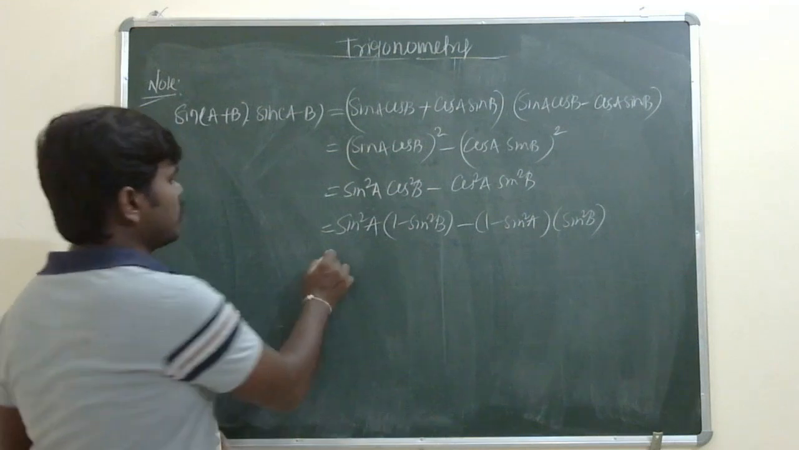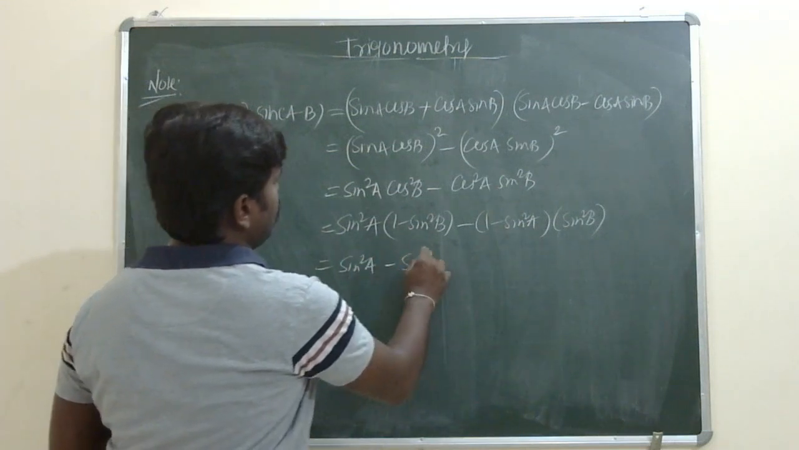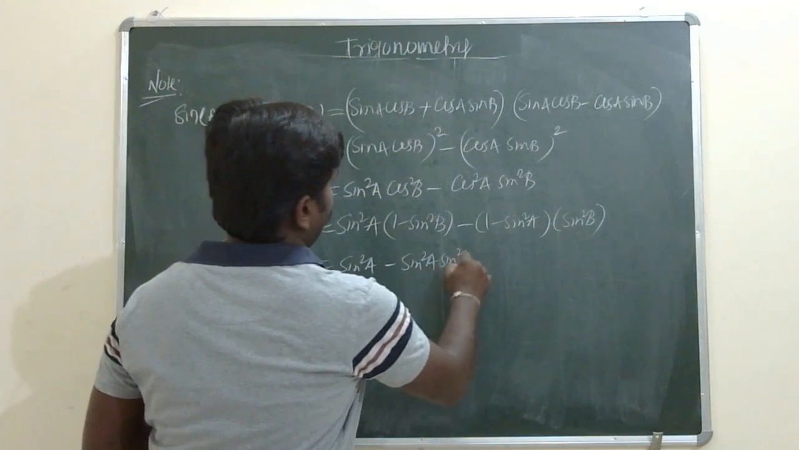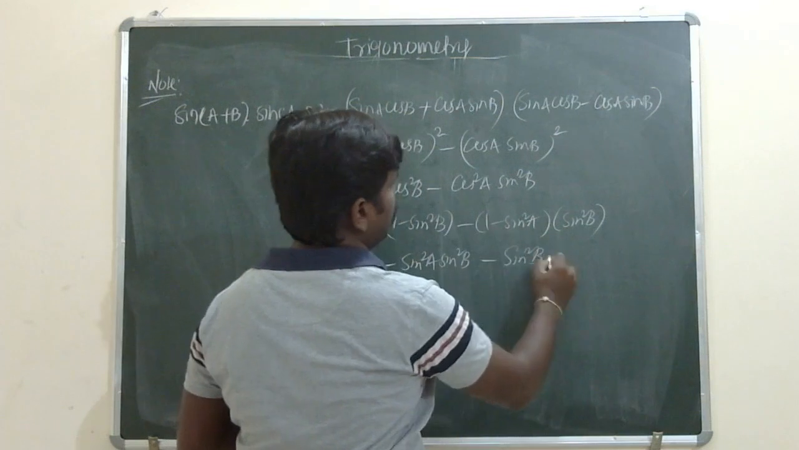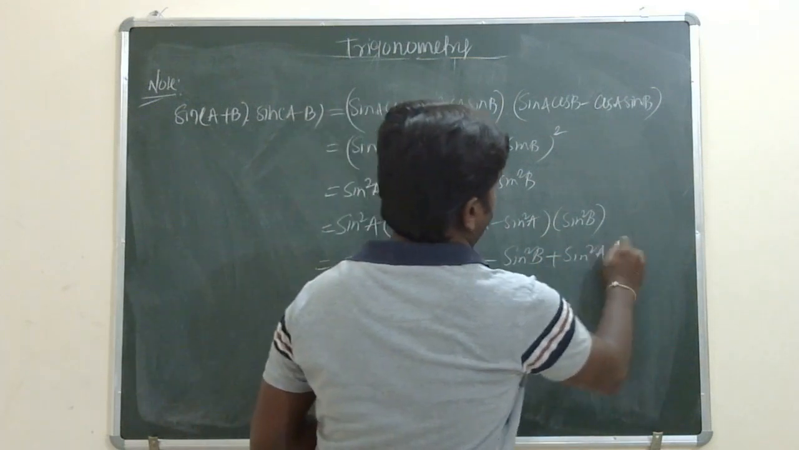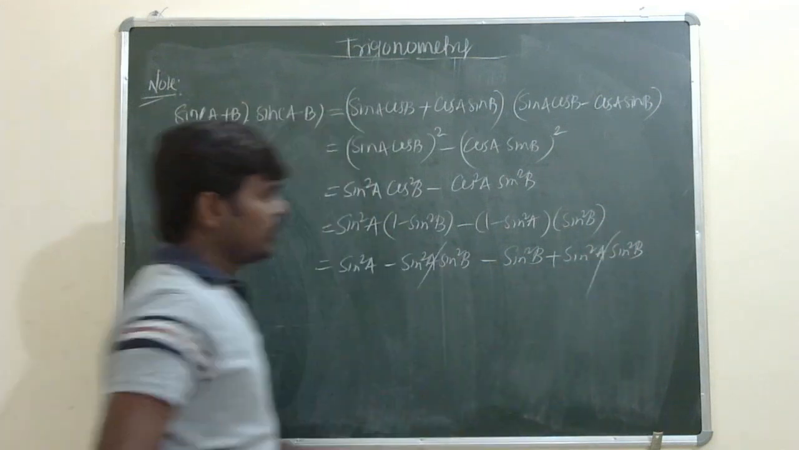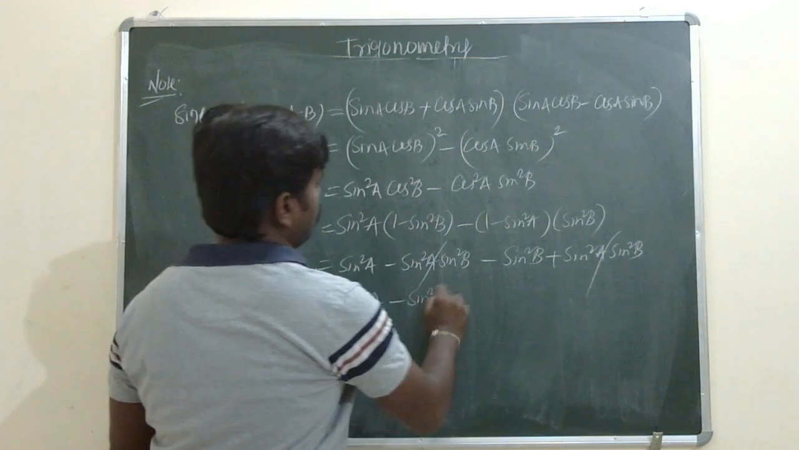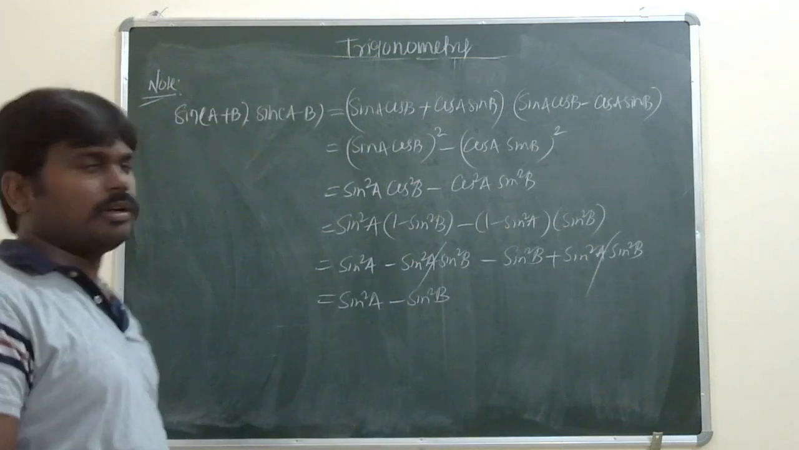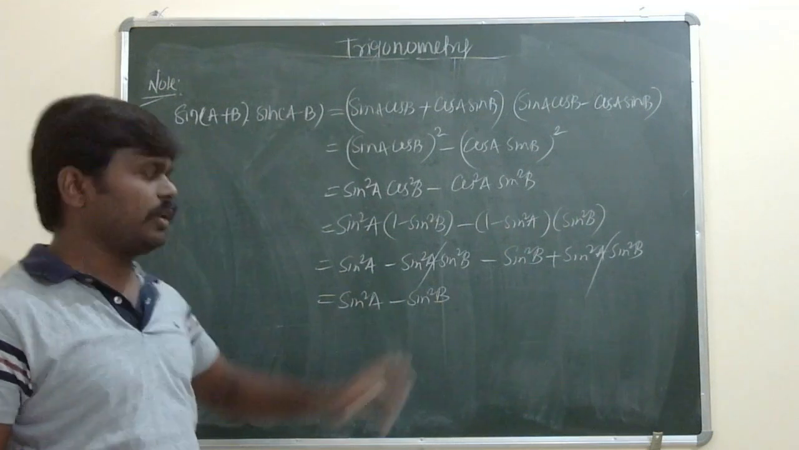Now just multiply: sine square A into 1 is sine square A, minus sine square A into sine square B, and minus sine square B, minus times minus is plus sine square A into sine square B. So sine square A sine square B will get cancelled. What we get is sine square A minus sine square B. This is one of the important points. So sin(A plus B) into sin(A minus B) is equal to sin square A minus sin square B.